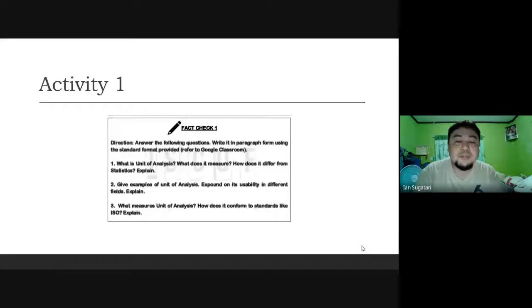Okay? Question number 2 is, give an example of unit of analysis and expound its usability in different fields. Then you need to explain. And question number 3 is, what measures unit of analysis? How is it measured, or what does it measure? And how does it conform to standards like ISO or the International Standard Organization? So you have to explain. Okay? So those are the things that you need to know about unit of analysis.